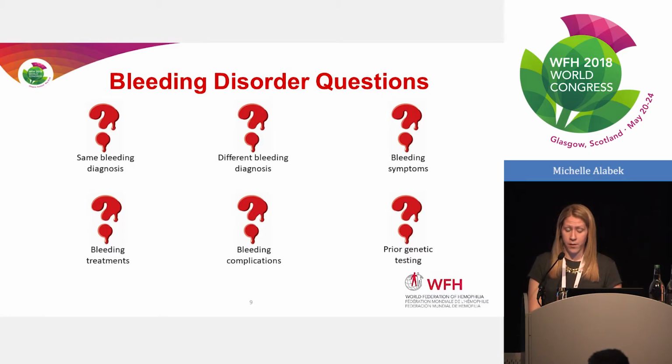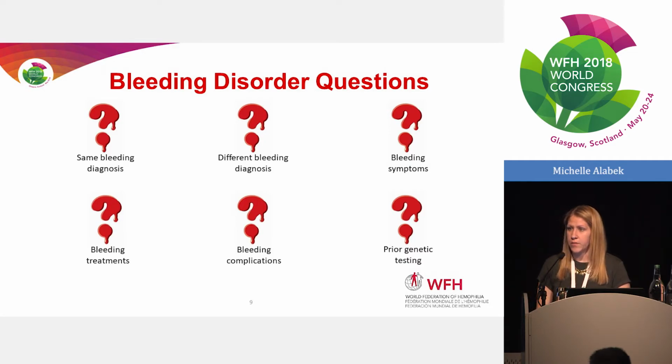So does anyone else in the family have the same bleeding disorder diagnosis? Very important. Does anyone else in the family have a different bleeding disorder diagnosis? So you may be seeing a patient with hemophilia A, and if you say, is there a family history of hemophilia, they say no. But then if you say, does anyone else have a bleeding disorder in the family, they may have a cousin or an aunt who has von Willebrand disease. And is that a second diagnosis in the family? Is that a misdiagnosis in the family? If you're not asking that question, you might not even have the opportunity to explore that.